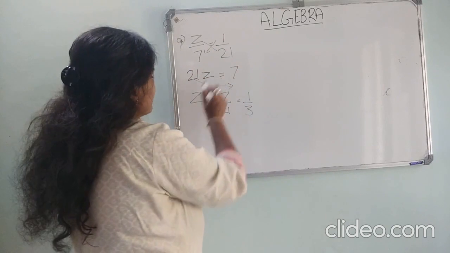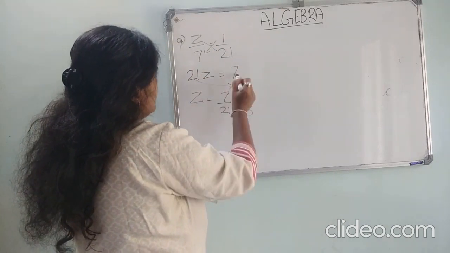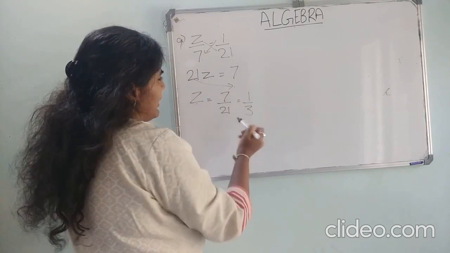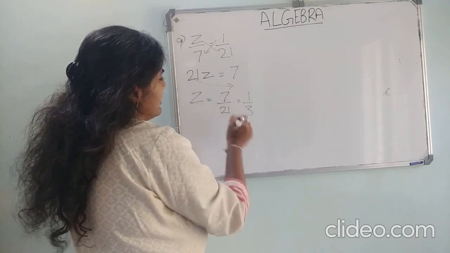So what I have done is z I am writing as it is, equal to 7. This 21 I am bringing down. So 1 by 7, 7 ones are 7, 7 threes are 21.